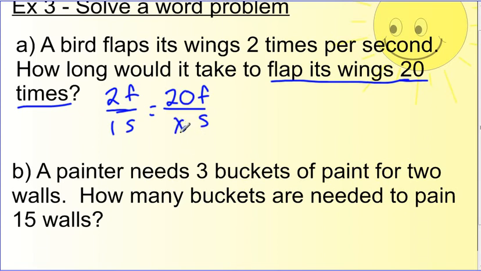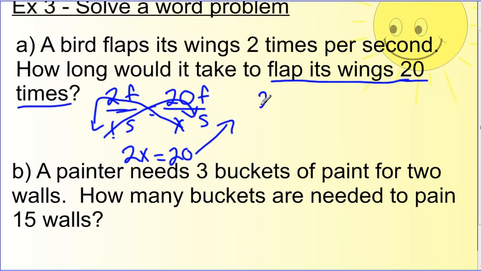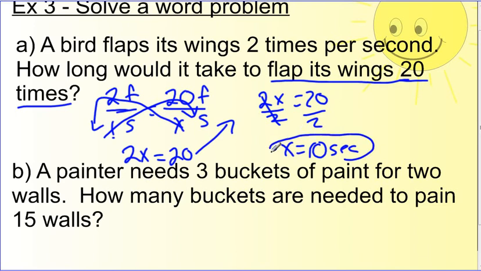So we're going to take 2 times x is 2x. 1, that's an s, not a 5. This is not 15. 1 times 20 is 20. And if I solve this, 2x equals 20, there we go. Divide by 2 here, divide by 2 here, x equals 10, and my label was seconds. So it would take 10 seconds for this bird to flap its wings 20 times.